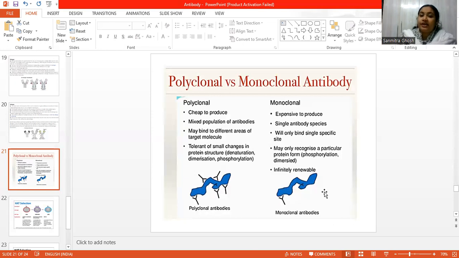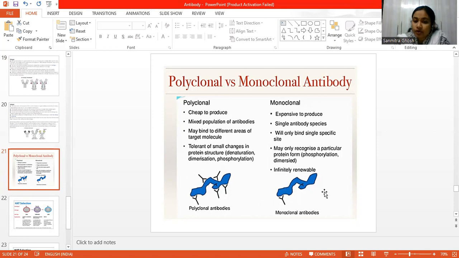On the other hand, if we consider the monoclonal antibodies, they are always a single antibody species. That means any preparation of a monoclonal antibody will be specific for a single epitope, and will bind only a single specific site. No such monoclonal antibodies are prepared in the in vivo system. That means our body never produces any monoclonal antibody. So to produce them, we always have to take the help of the in vitro system in the laboratory. How they are produced, we will be continuing in the next session, that is the fourth session.